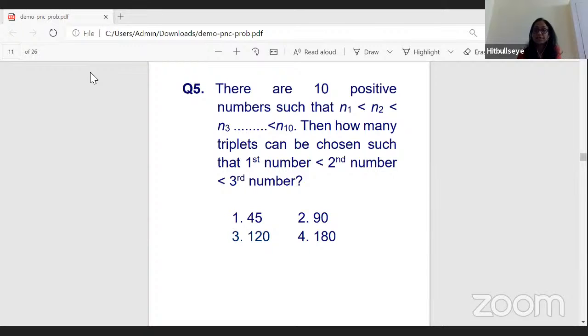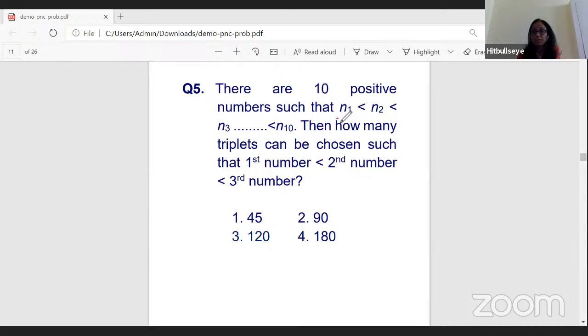So the question says there are 10 positive numbers such that n1 is less than n2 is less than n3 up to n10. Then how many triplets can be chosen such that the first number is less than the second number is less than the third number? That means the question is also talking about some kind of an arrangement. The 3 numbers that I'm interested in should be such that they are in ascending order.